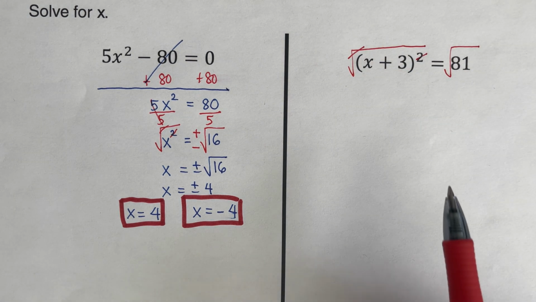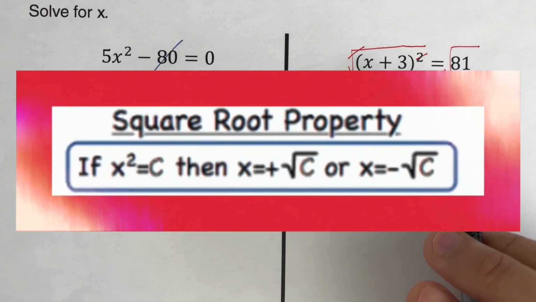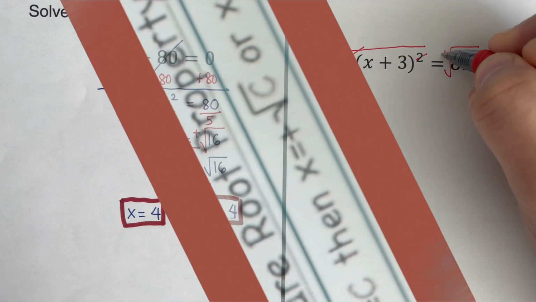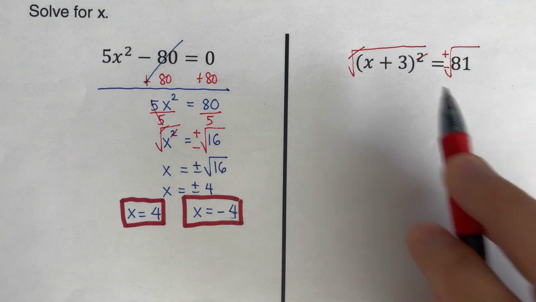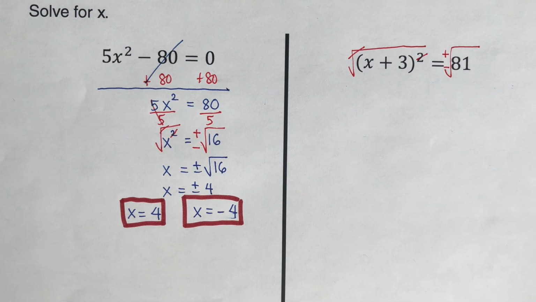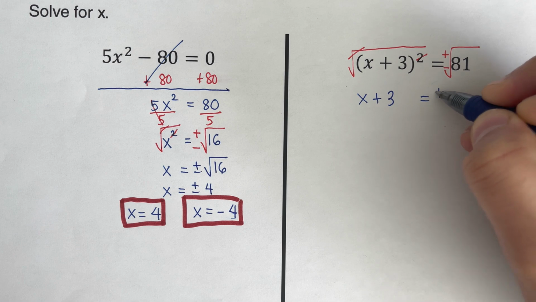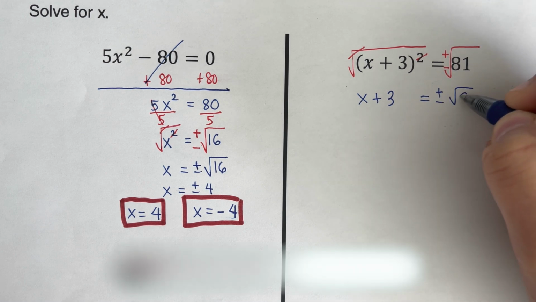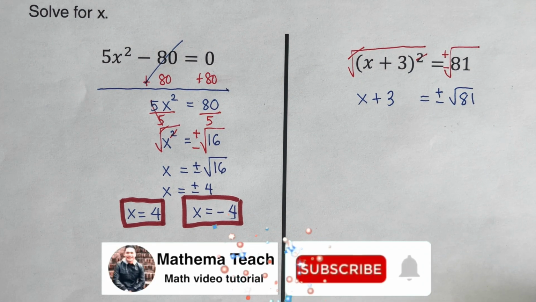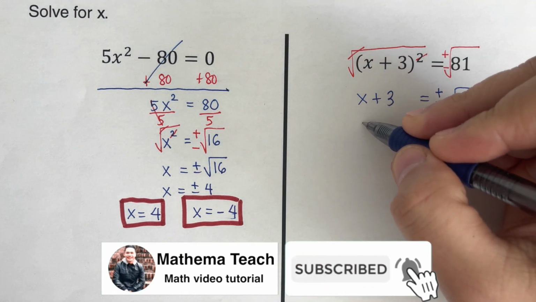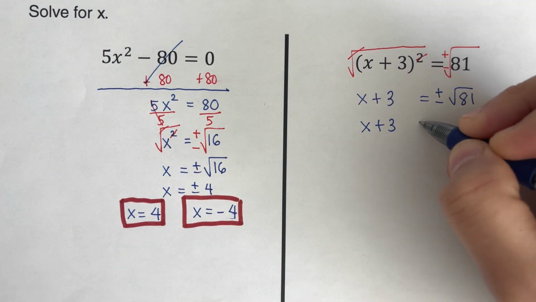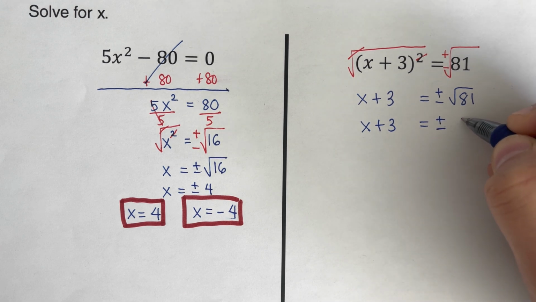We remember that we are going to use the square root property for this, which states that if x squared is equal to some constant c, then x is actually equal to plus minus square root of c. So this becomes a plus minus square root of 81. And so we crossed out the squared and the square root there. So then we are left with x plus 3 is equal to the plus minus square root of 81. Now remember that square root of 81 is 9. So then we can go ahead and rewrite this as x plus 3 is equal to plus minus 9.